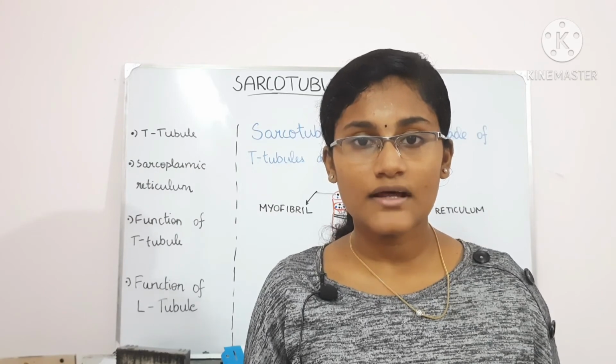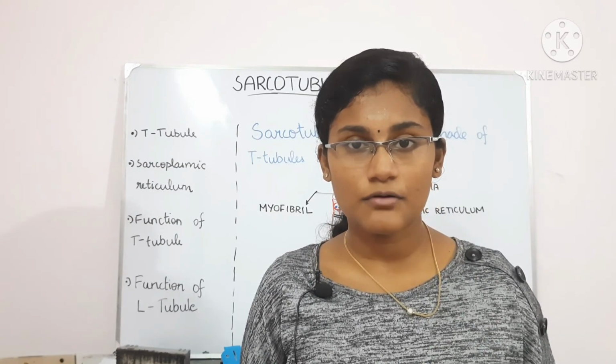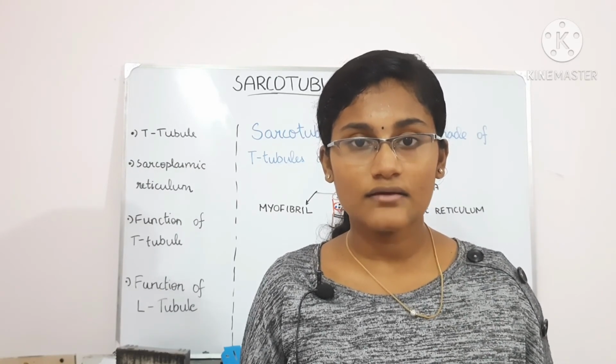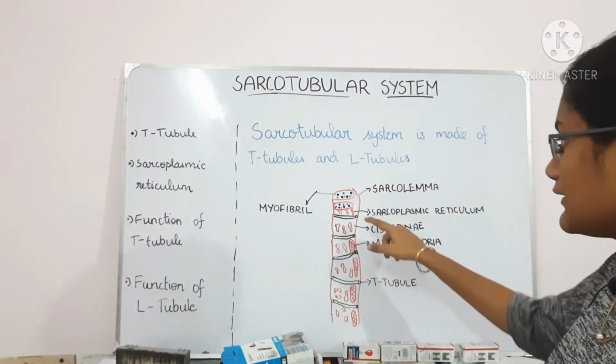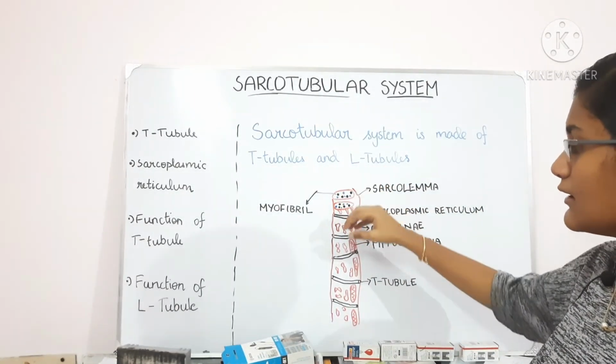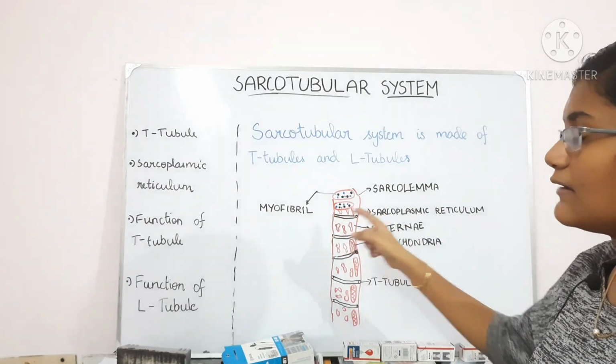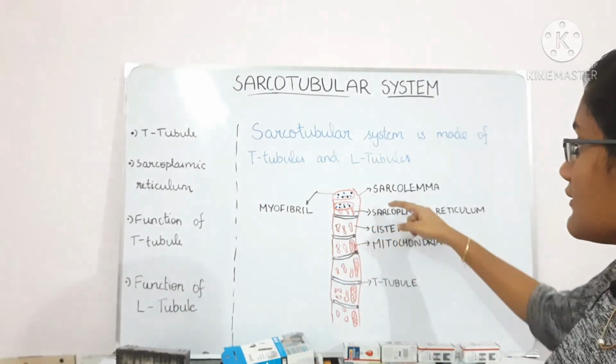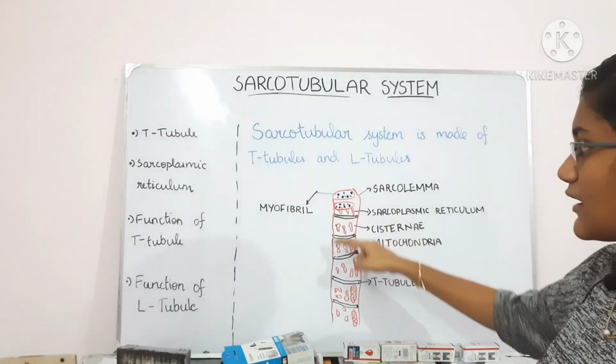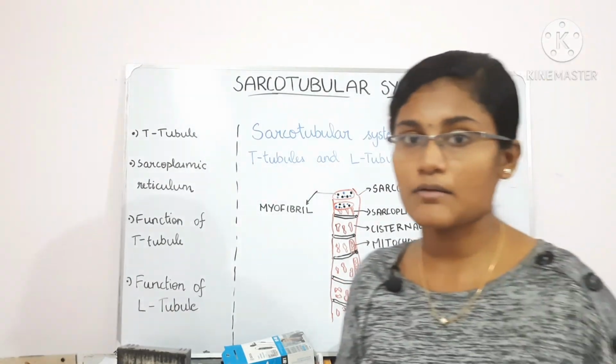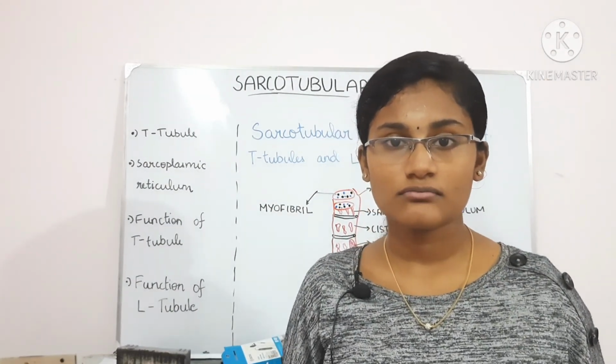The sarcotubular system is present around each myofibril. Actually, the L tubules are present around each myofibril, as you can see, but the T tubules are present around the whole muscle fiber. And this is the sarcolemma of the muscle fiber. And many such muscle fibers form the muscle tissue.